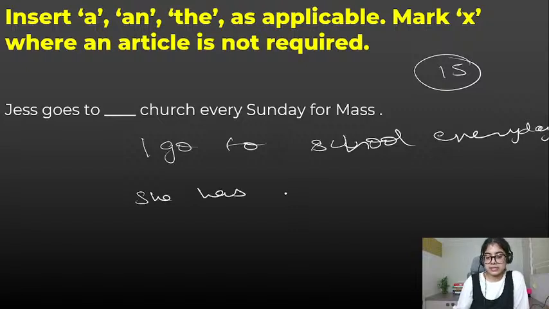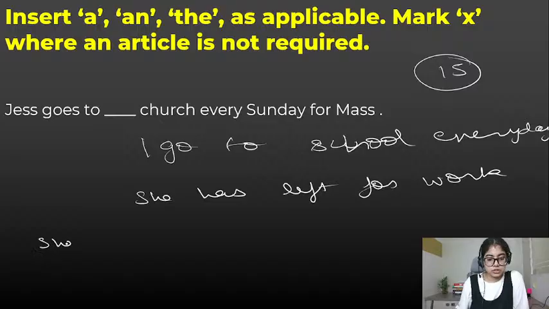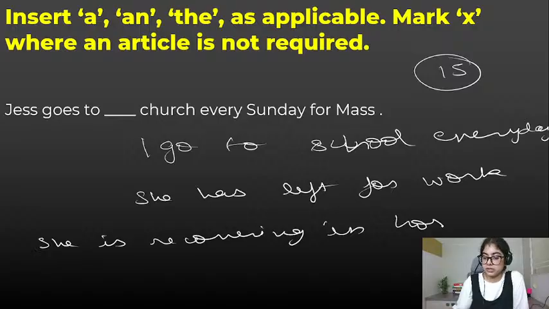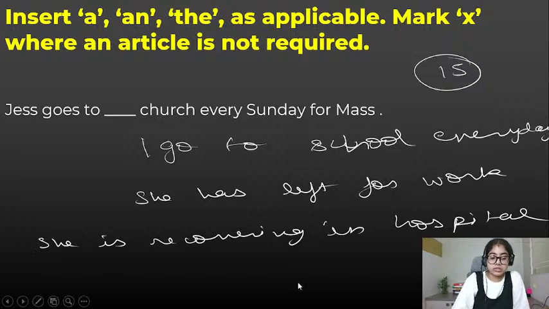She has left for the work. She has left for work. She is recovering in a hospital. She is recovering in hospital. Sirf hospital. If you've been saying she's recovering in a hospital, then that's actually technically wrong English. Why? What is the rule?